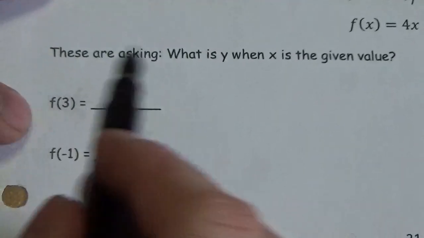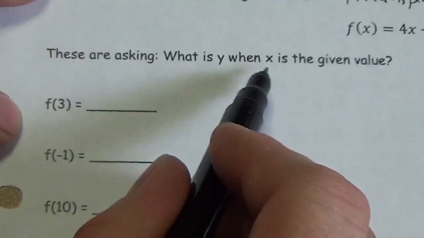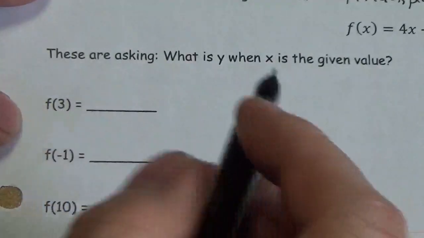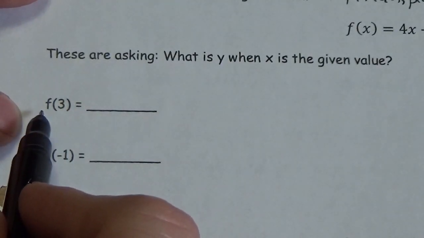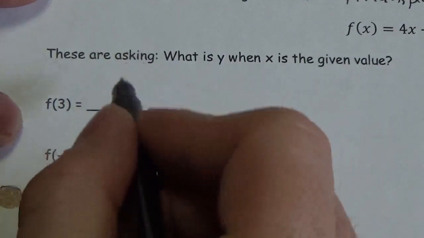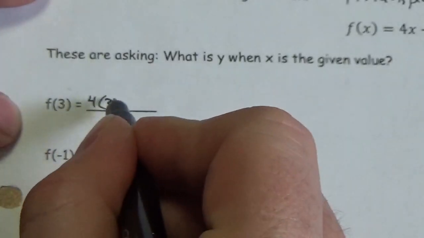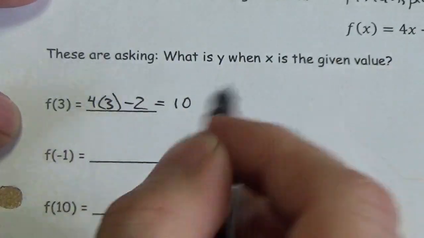So now we do this here. The question is, what is y when x is the given value? So f of 3, what is f of 3? Remember, f stands for multiply the independent variable by 4 and subtract 2. Now the independent variable is 3. So multiply 3 by 4 and subtract 2, and the answer is 10.